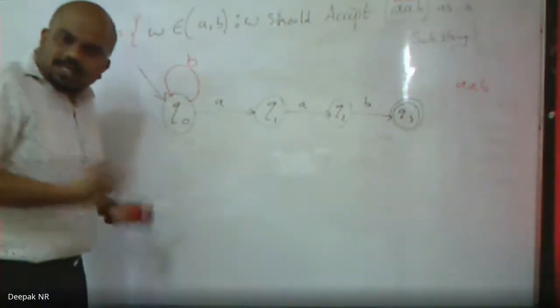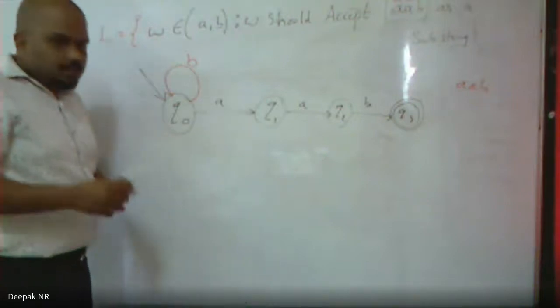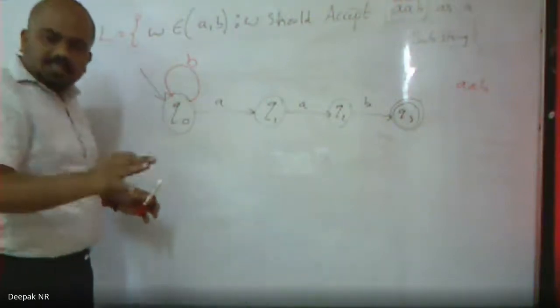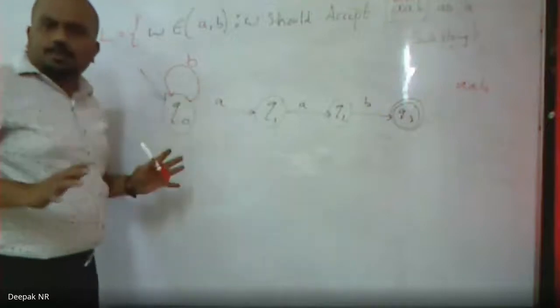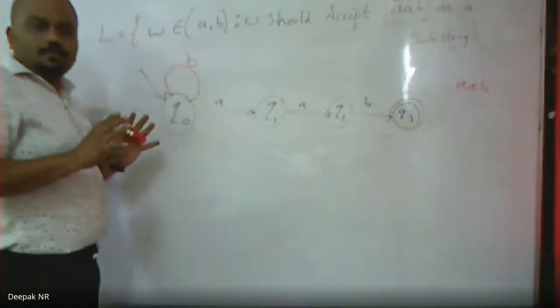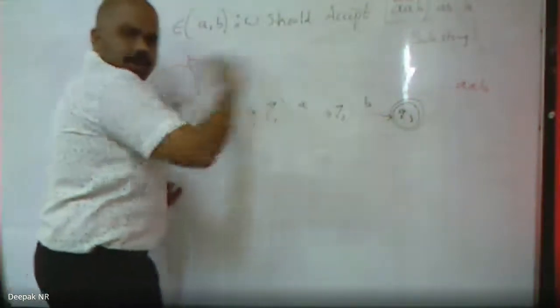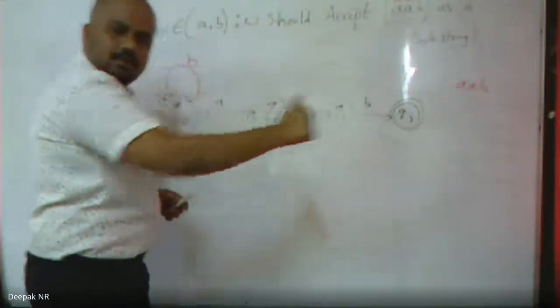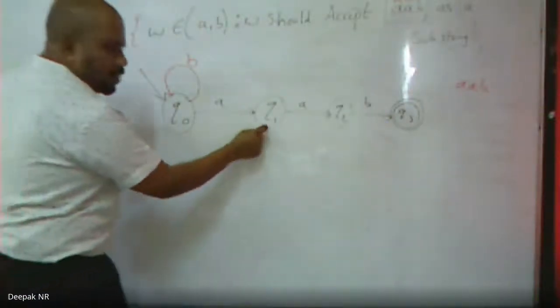Is there any rule that it has to start with AAB only? No, there is no rule that it has to start with AAB. It says in a string, AAB should appear, continuous. There should be continuous AAB. Okay, BAAB, correct. B's and AAB. Correct, perfect. Now I'll go to the state called Q1.